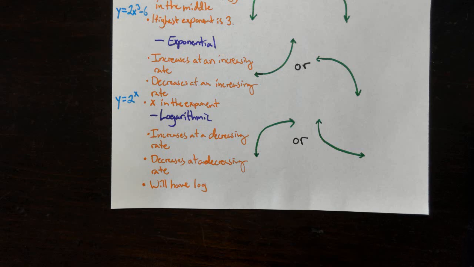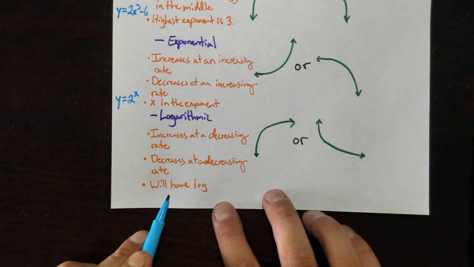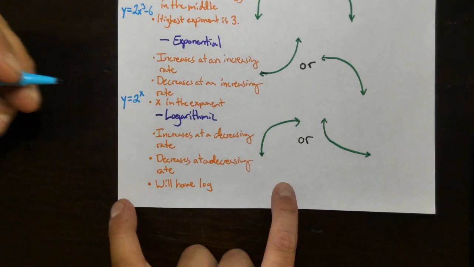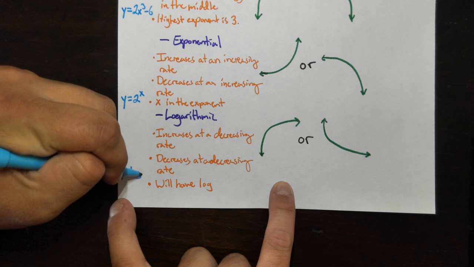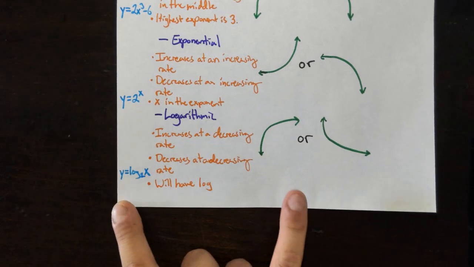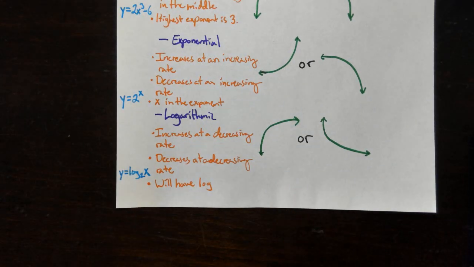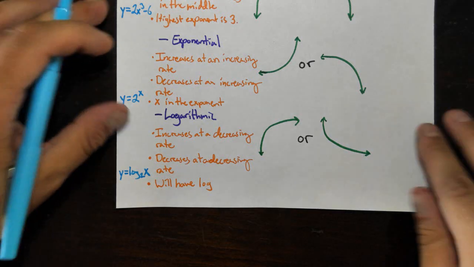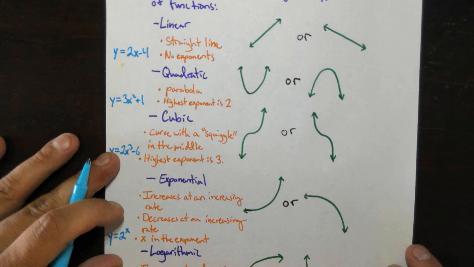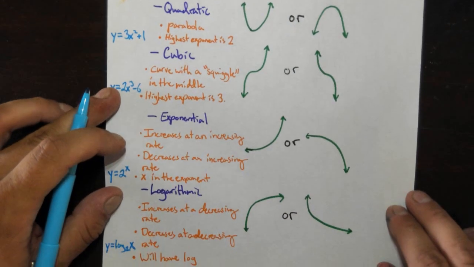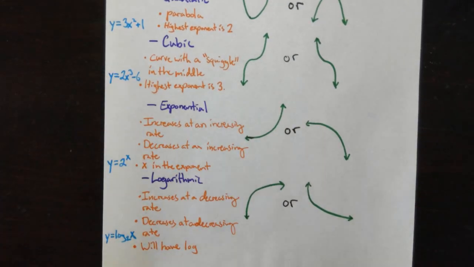And then logarithmic functions, it will have a log in it. We should know that as well, right? Like a logarithmic function would be something like y equals log base 2 of x. Something like that. Okay? So these are our 5 functions that we're talking about: linear, quadratic, cubic, exponential, and logarithmic.